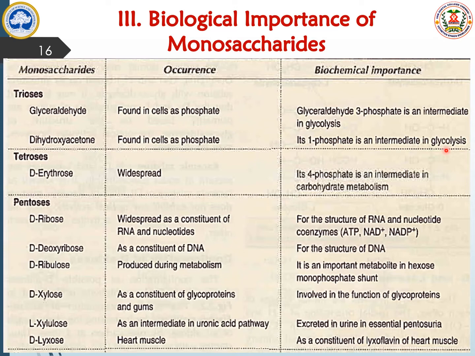of the glycolysis pathway. The example of tetroses is erythrose, which exists as erythrose 4-phosphate in the system, which is an intermediate of the hexose monophosphate shunt, a carbohydrate metabolism pathway. Pentoses examples: ribose and deoxyribose, which are components of RNA nucleotides and DNA nucleotides, found in the structures of RNA and DNA respectively. Ribulose is formed as an intermediate of the hexose monophosphate shunt, and xylose is involved in the function of glycoproteins. Xylulose is also formed as an intermediate of the uronic acid pathway, which gets excreted in the urine during the condition called pentosuria. Linkage is found in the heart muscle.